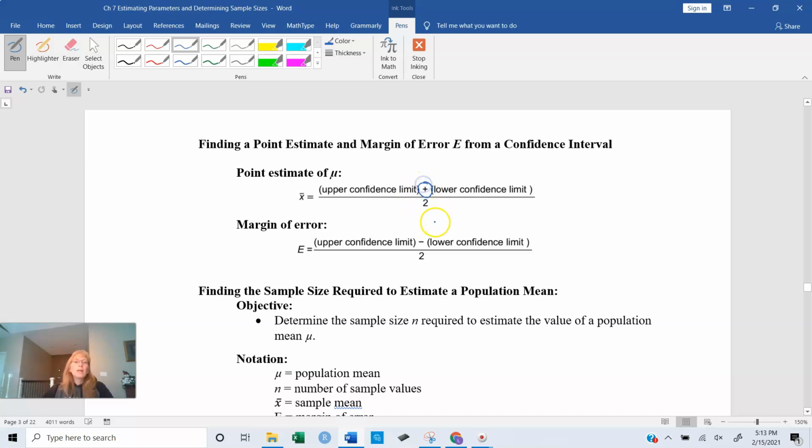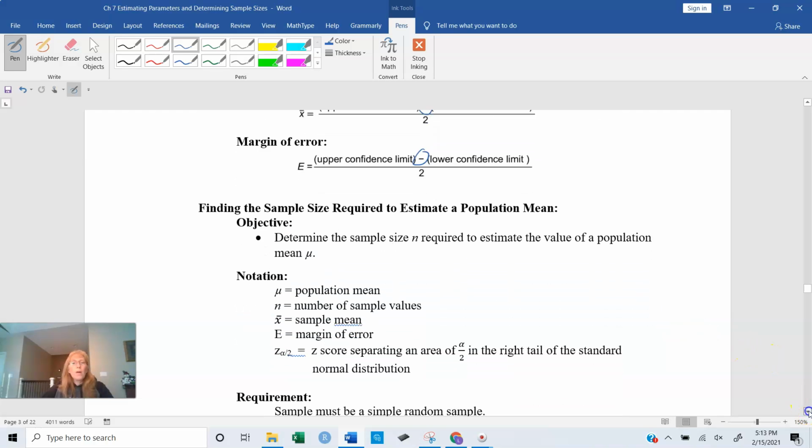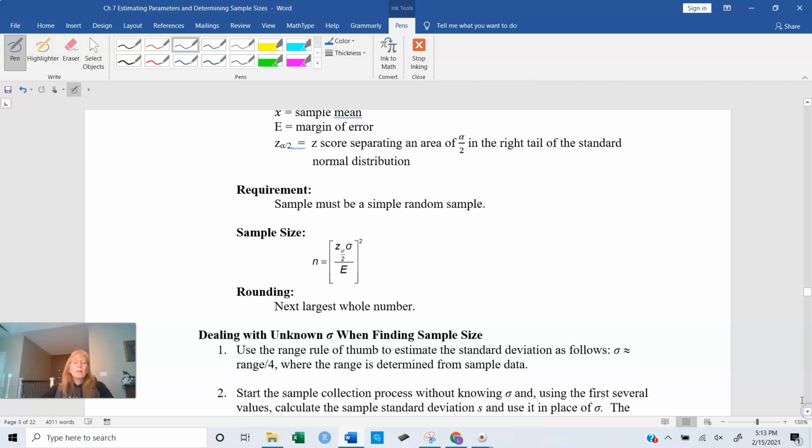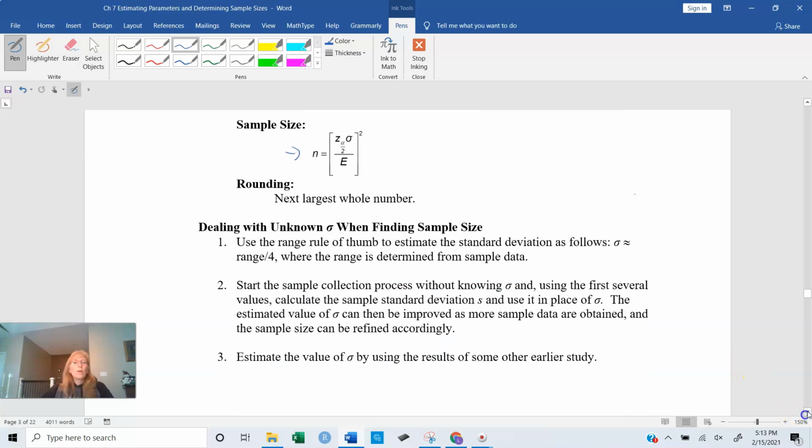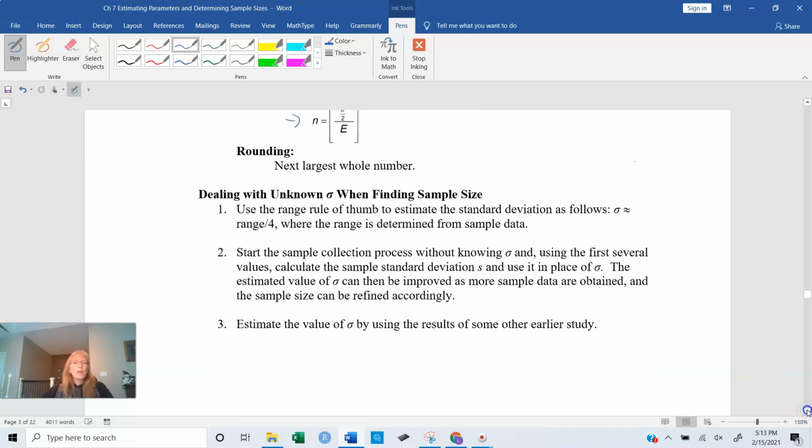Okay, point estimator, again, is the same. We add for the point estimate and we subtract for the margin of error if you're given both of them. Nothing different from before. The sample size must be from a simple random sample. And again, we will use StatDisk to calculate this, but if you do not have that at home, it's z alpha over 2 times your standard deviation divided by your error, squared. Hopefully you have your StatDisk.